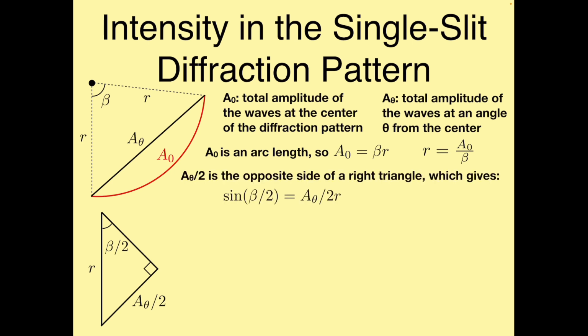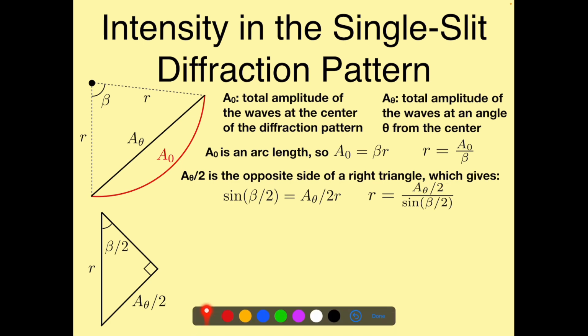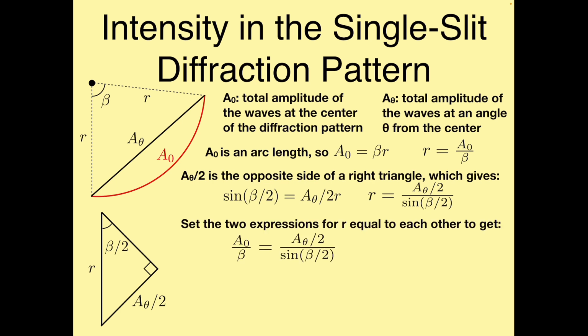So by applying the sine function to this triangle, remember, sine of this angle is just the opposite side over the hypotenuse. The opposite side is A theta over 2. The hypotenuse is r. So that gives us sine of beta over 2 is equal to A theta divided by 2r. And we can take that and solve for r. So r is equal to A theta divided by 2, divided by sine of beta over 2. Okay, so that's another expression for r.